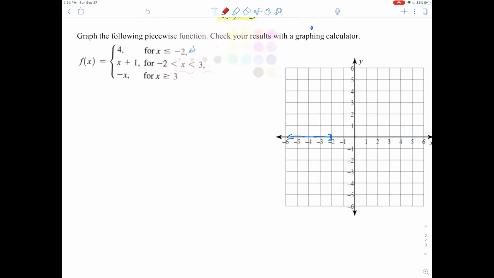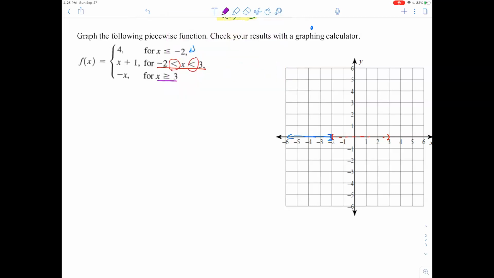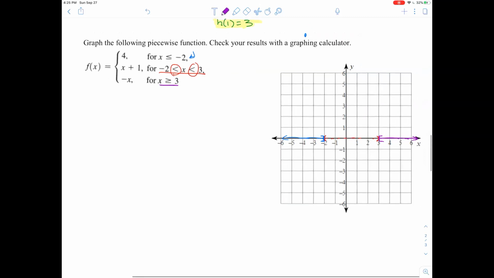I'll go to red next. So for my second piece here, I'm looking at x is between -2 and 3, but open because there's no equal sign in either of those inequalities. So that would be the section where I'm going to graph that middle piece, x plus 1. And then this last piece here we'll do in purple for fun. All right, so we're going to do this third piece for x is greater than or equal to 3, and so that would be from here to here. Again, you wouldn't really do this on your graph. It's just a visual to help you think about it.